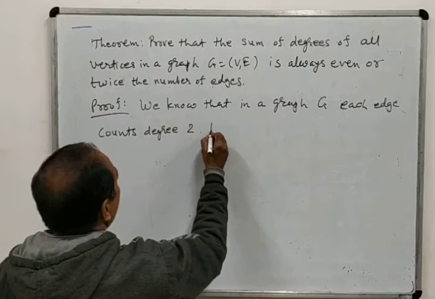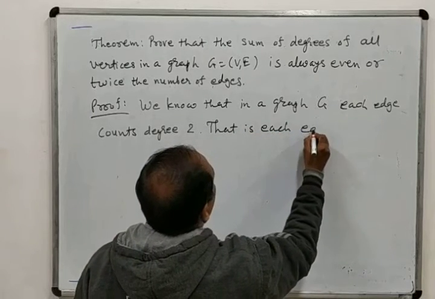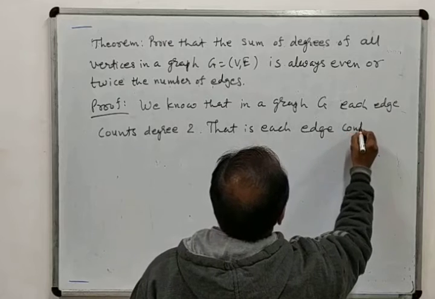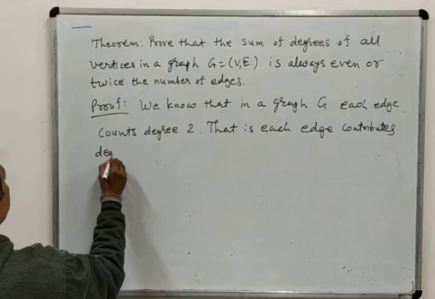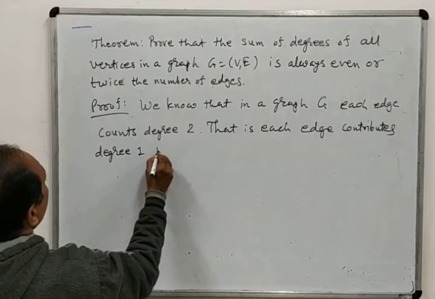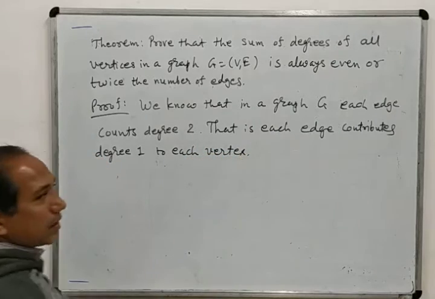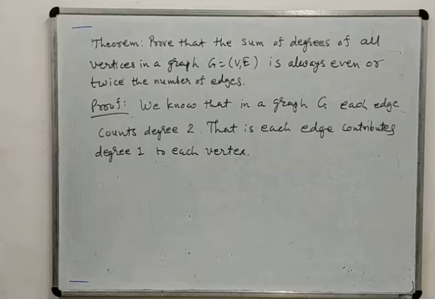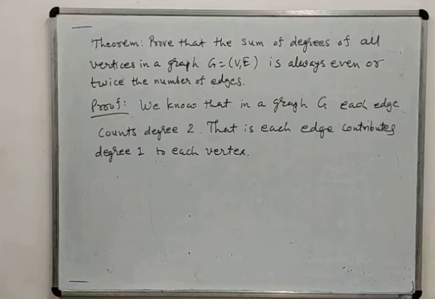That means each edge contributes degree 1 to each vertex. We have already seen by taking the example of the graph that each edge contributes degree 1 to each vertex, because it has two endpoints. One endpoint contributes 1 degree to one vertex, and the other endpoint contributes 1 degree to another vertex.